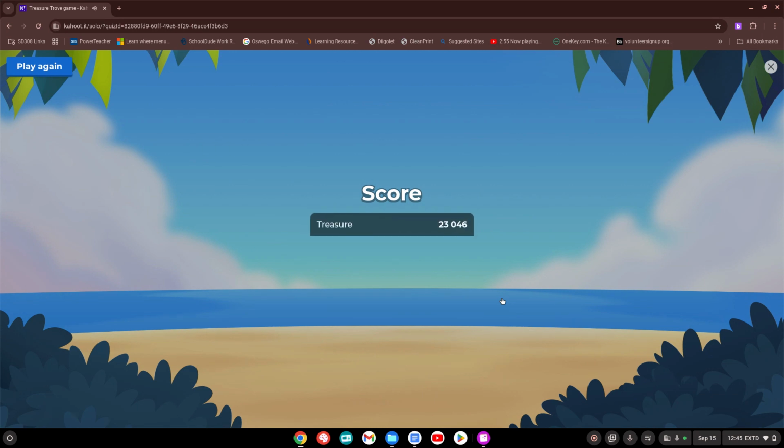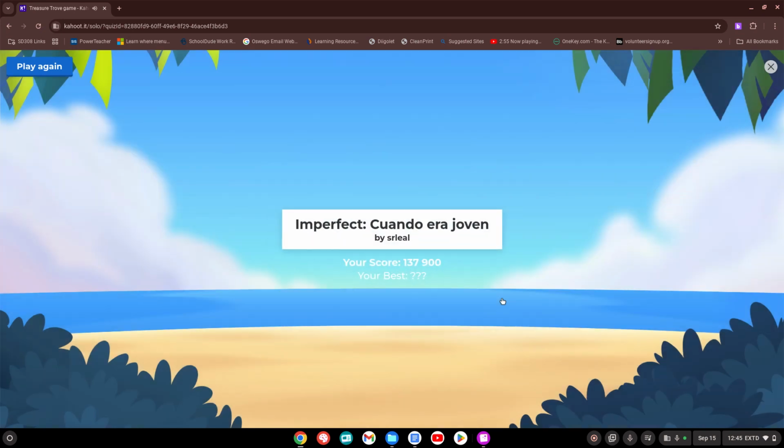And that's the game. It keeps track of your score. What I always tell the students is to take a screenshot of this so we can have proof in case it doesn't score for them. This is the first time I've played this, so it doesn't really keep track of my best yet.